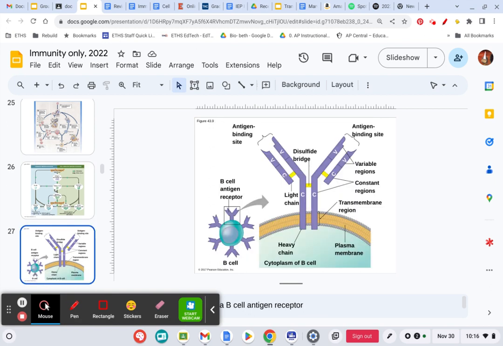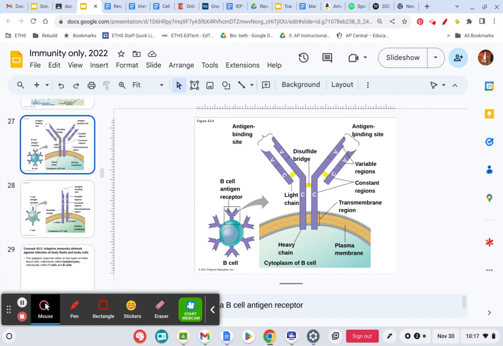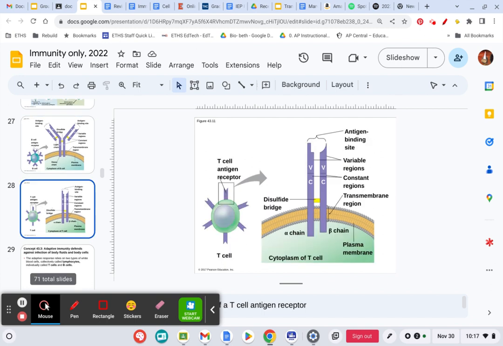This is not probably as important for your project, but what it's showing you here is the receptor that you find on a B cell. And the next slide here is on a T cell.